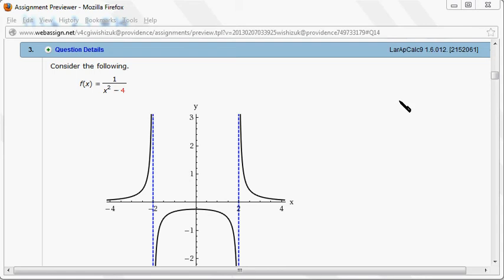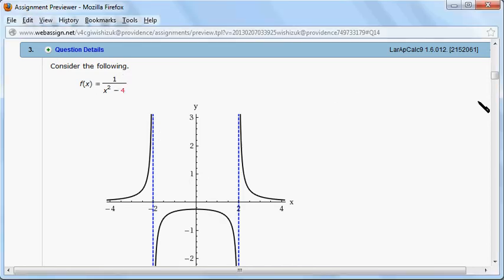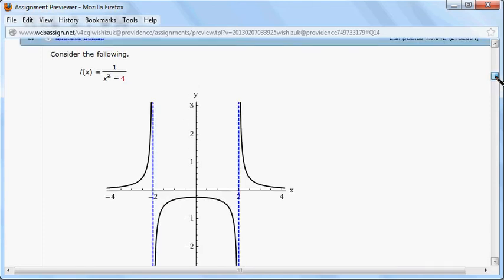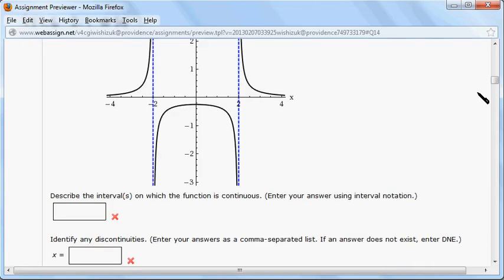All right, let's go over homework 1.6, 2.1, number 3, right? So we have this rational function, right? Then the graph is already given, right? Then we want to describe the intervals on which the function is continuous, right? If you have a rational function, it's continuous on its domain. So the domain is all real numbers except for -2 and +2.